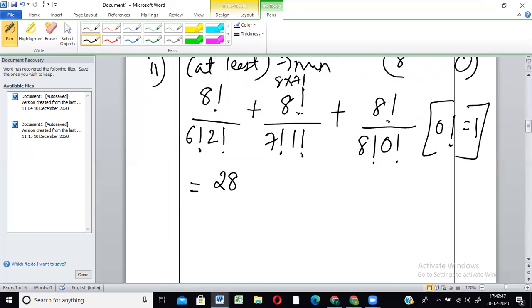So 8 factorial, I'll write it as 8 into 7 factorial, and then 7 factorial and 7 factorial get cancelled. So we just have 8 over here. ये तो दोनों similar हैं, so that will also get cancelled. So on adding, we get the answer as 37. Okay, that was the second sub question.